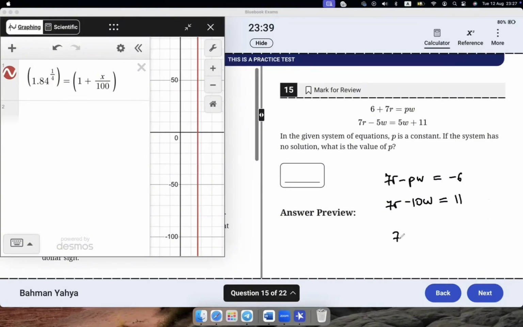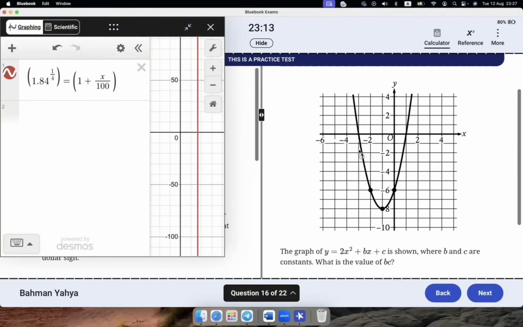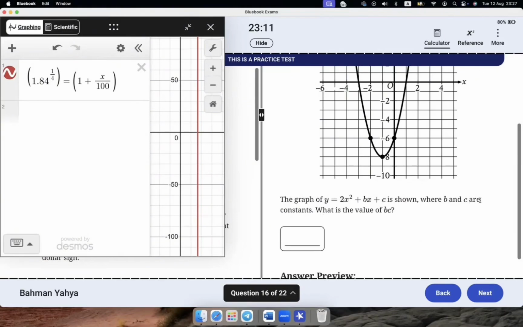Coefficient of r, 7 divided by 7, is equal to negative p. Coefficient of w, negative 10, is not equal to this ratio, so we are not going to write this. Negative p divided by negative 10 is 1. It means p is equal to 10. We have a graph. They say this one is shown in the B and C.